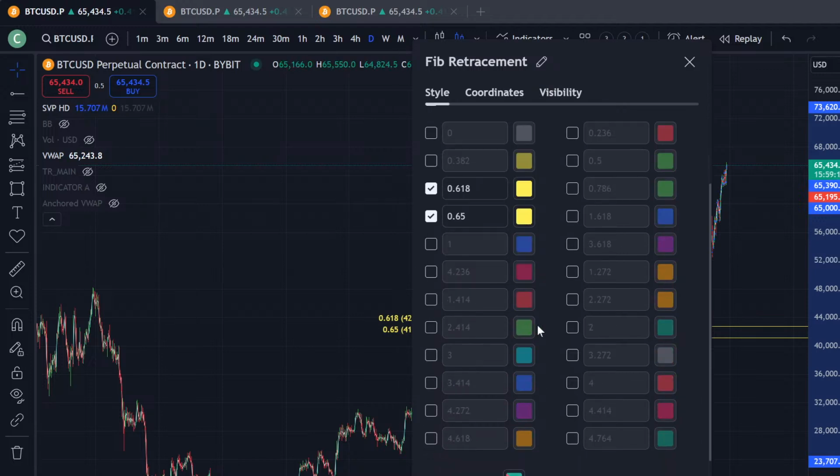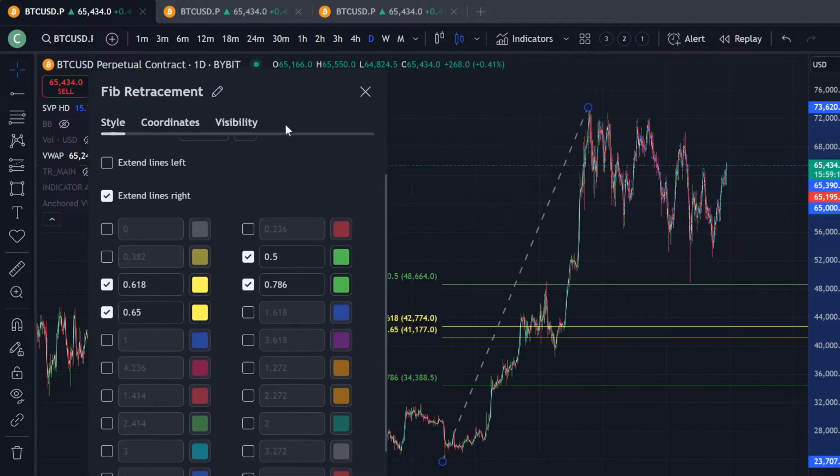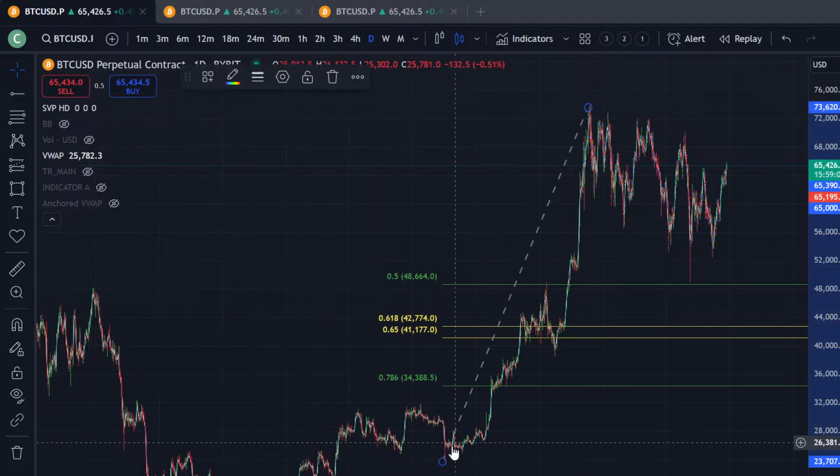0.786 and 0.5 are also important, but I've been using fibs so long, and when I see where the golden pocket is, I automatically know where the other levels are, but these are really important levels. And we see the reaction from this to the top, and we see the reaction to the 0.5. So these are also really important areas.